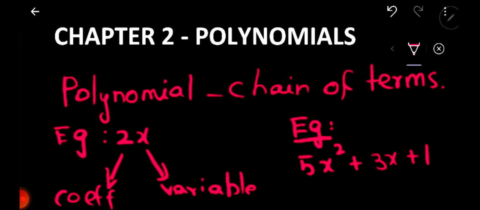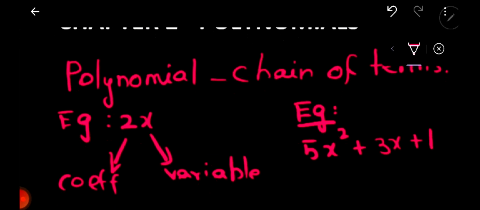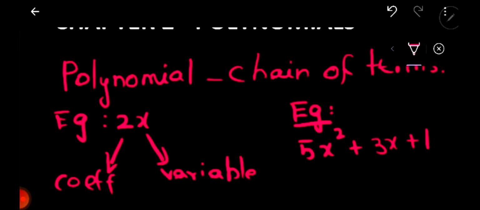And in a polynomial, the power of the variable in each term should be a whole number. For example, here in 2x, the power of x is 1. It is a whole number. And in this expression, the first term is 5x squared. The power of x is 2, a whole number. The power of x here is 1, so a whole number.